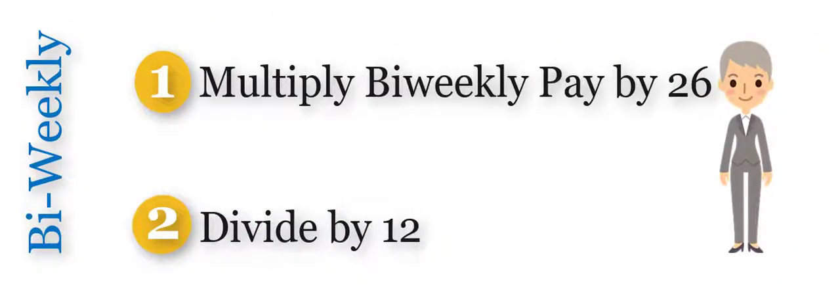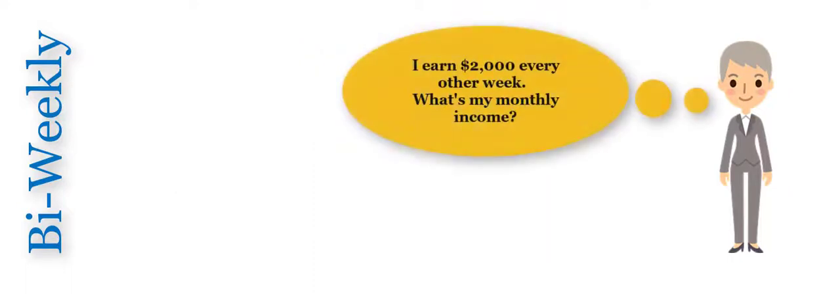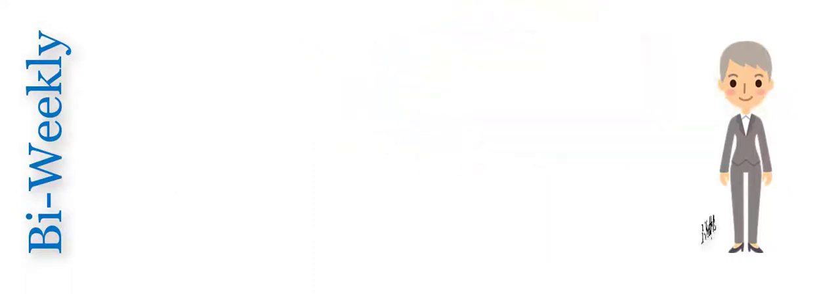Let's walk through the calculations. First, we need to find your annual income. To do this, we multiply what you make every 2 weeks times 26. Then, step 2, divide your annual income by 12. Let's take a look at an example. What's my monthly income if I make $2,000 every other week?